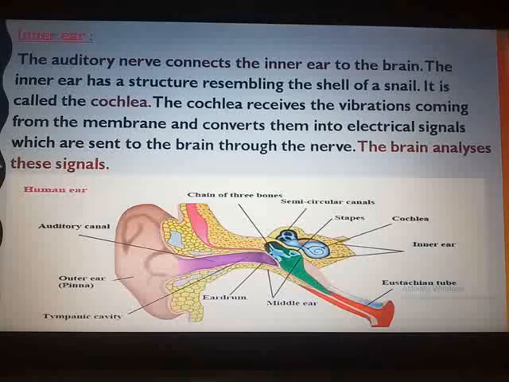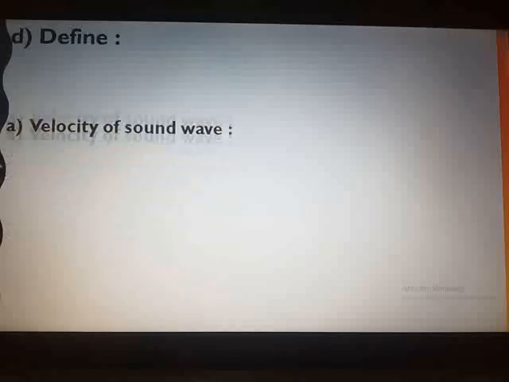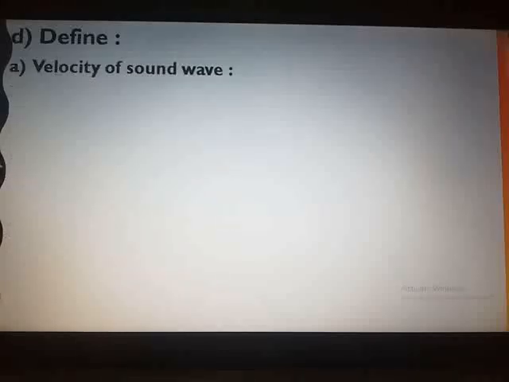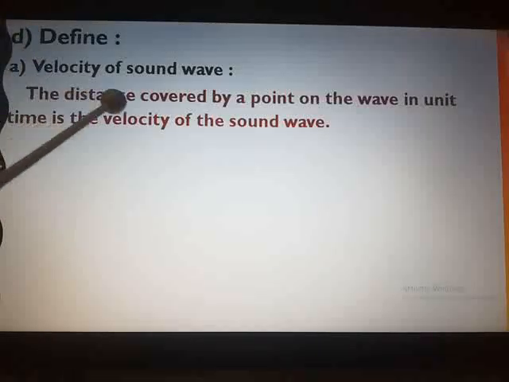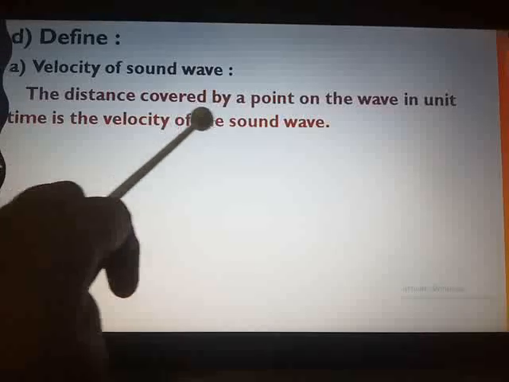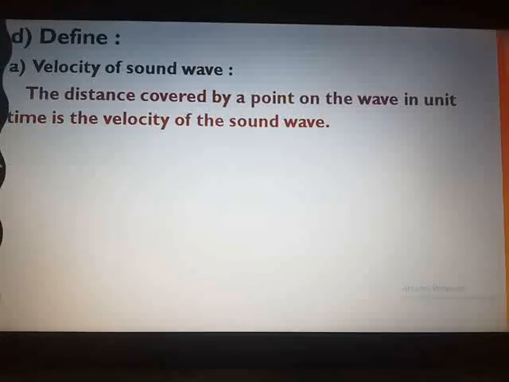Now 2 or 3 definitions are additional. Quickly mark them. Our next and last additional question is question number D. Define. First definition is velocity of sound wave. For the marking, refer page number 129 in your textbook. On page number 129, you can see the bold black colored font is your definition. The distance covered by a point on the wave in unit time is the velocity of the sound wave.